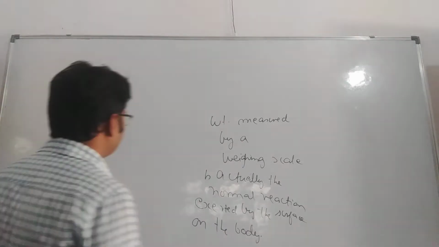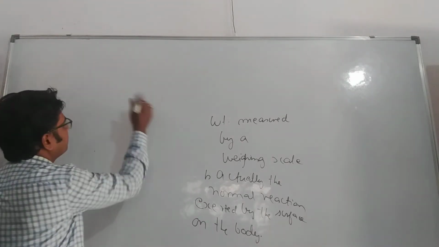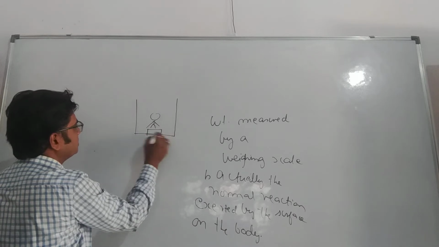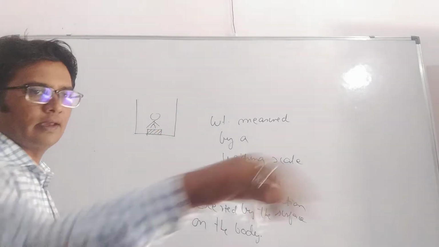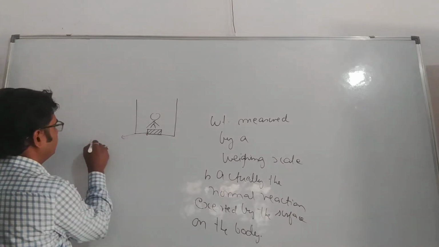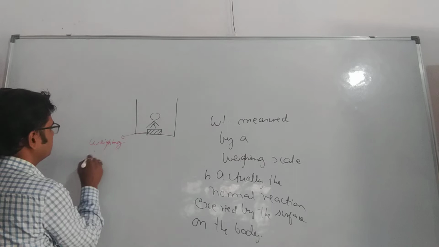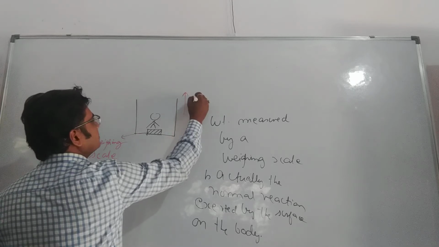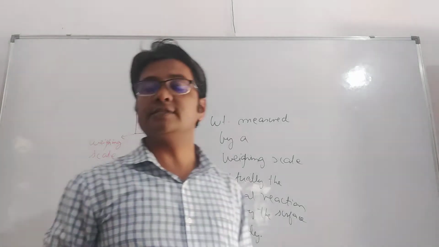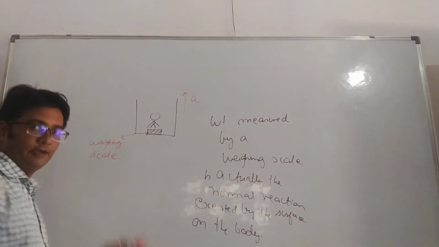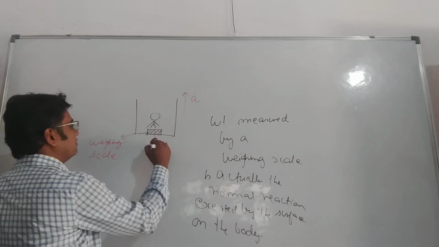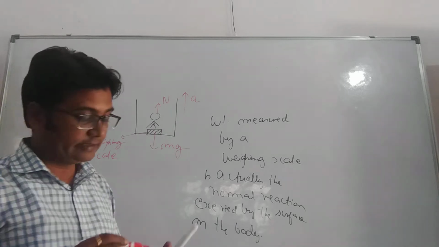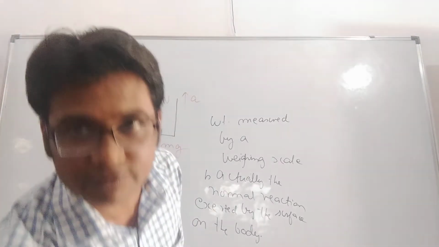Okay, done. So now let us see a lift out here. Lift. And you are standing on the lift, and this is the weighing scale. Okay, and suppose it is going upward with an acceleration a. If I draw the free body diagram of it all, your weight will be acting downward, that is your mg, and there will be a normal reaction N. Okay, this is the first case in which we see that the lift is going upward with an acceleration a.